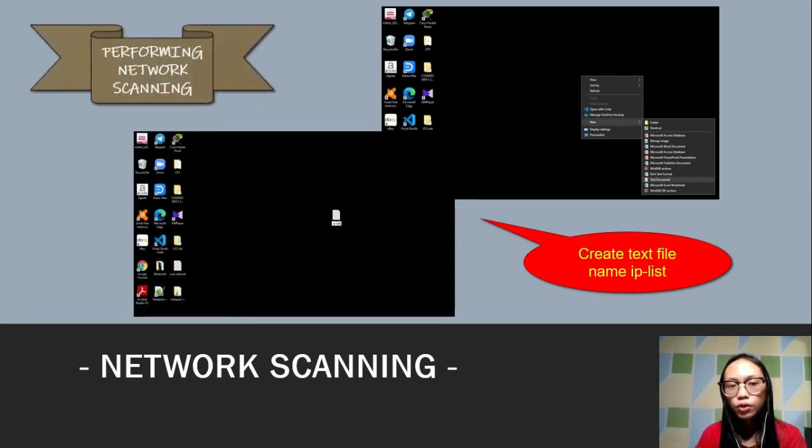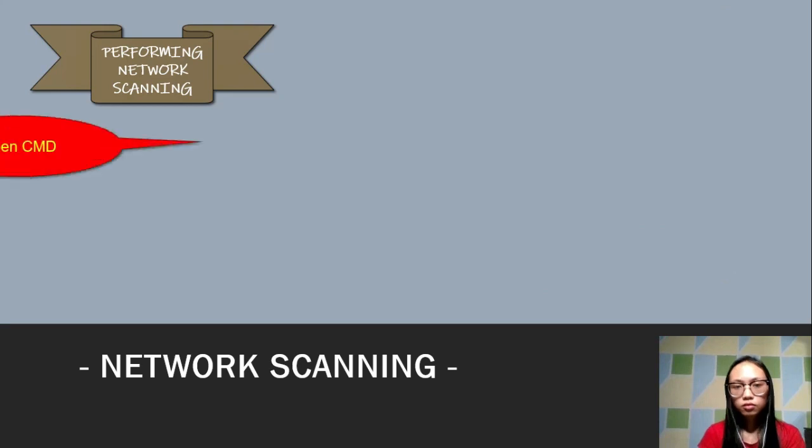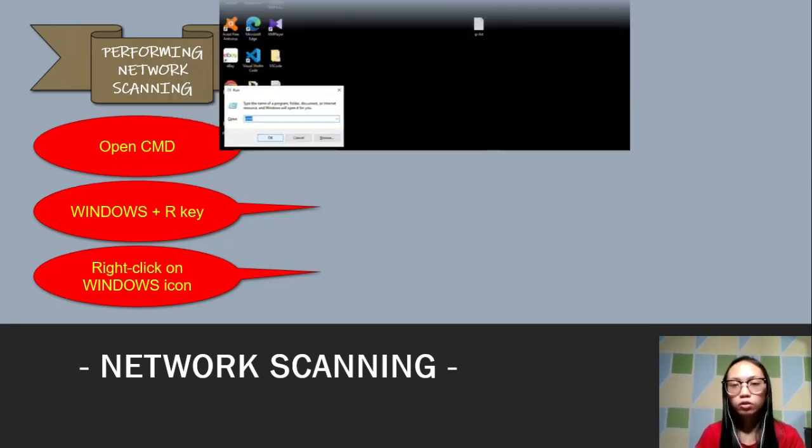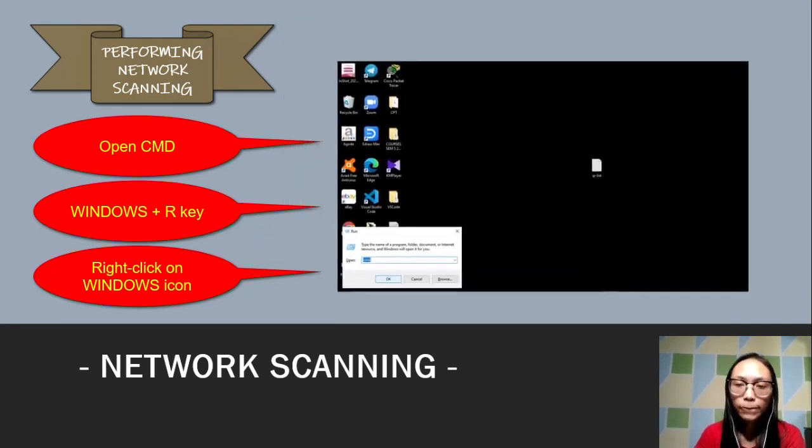So, how do we perform the network scanning? First, we create a text file named IP list. Next, we open the CMD. There are two ways to open the CMD: you can press the Windows plus R key, or right click on the Windows icon. So this is how it looks.